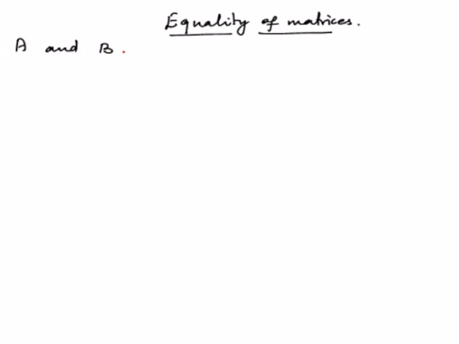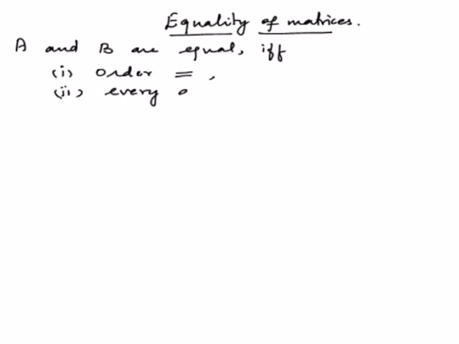In this video, let us discuss the equality of matrices. Two matrices A and B are said to be equal if and only if their order is equal and every A_ij is equal to B_ij for every i, j.